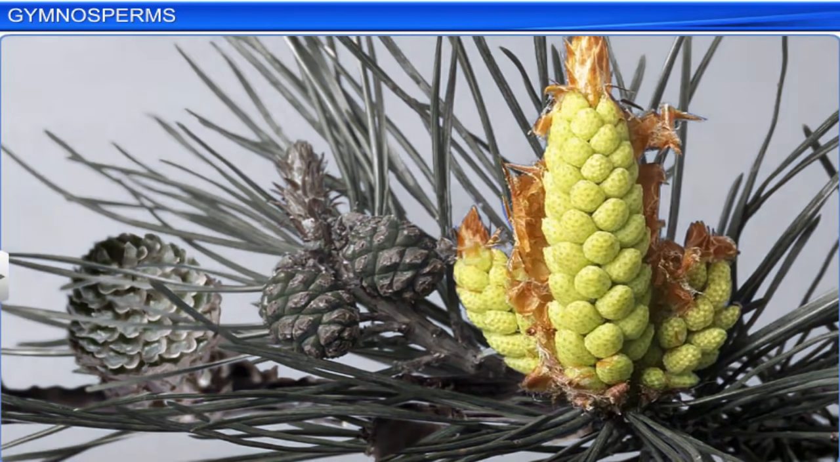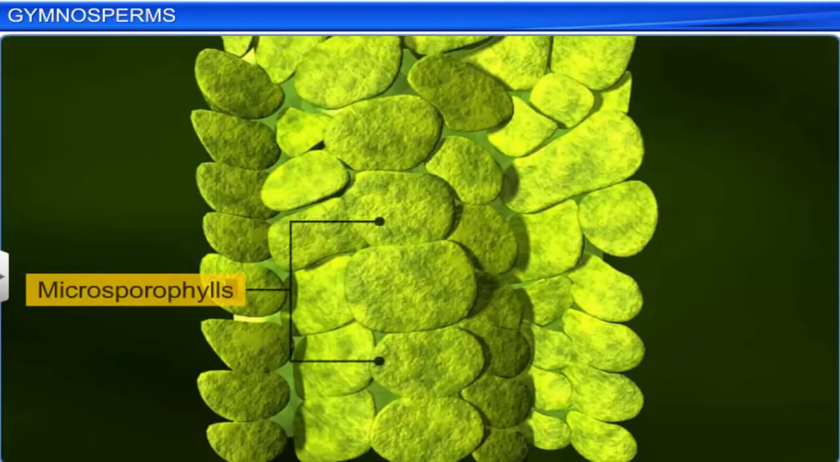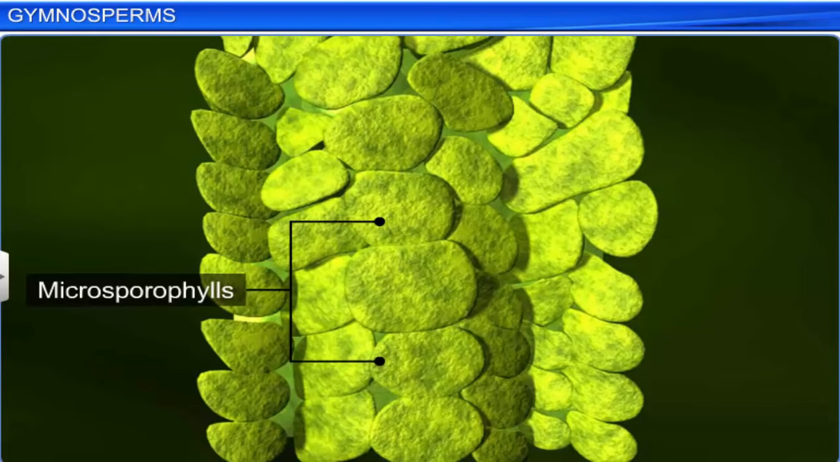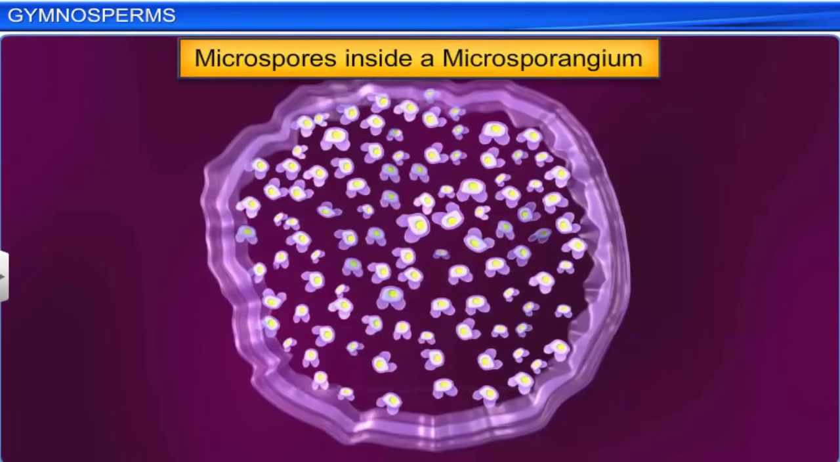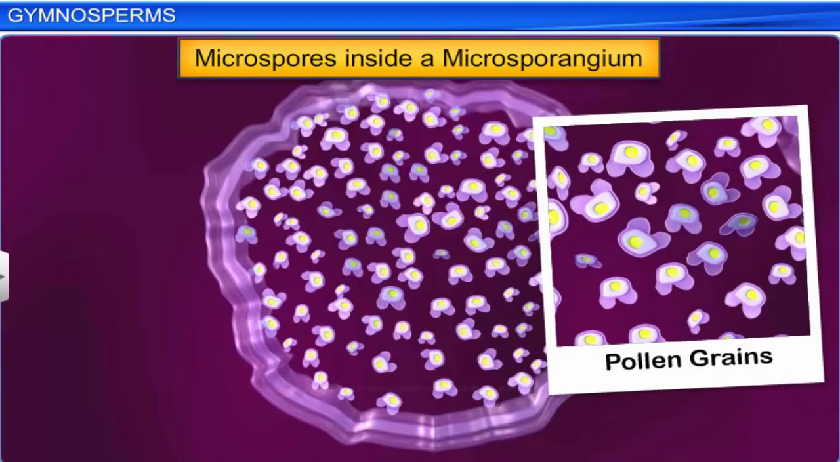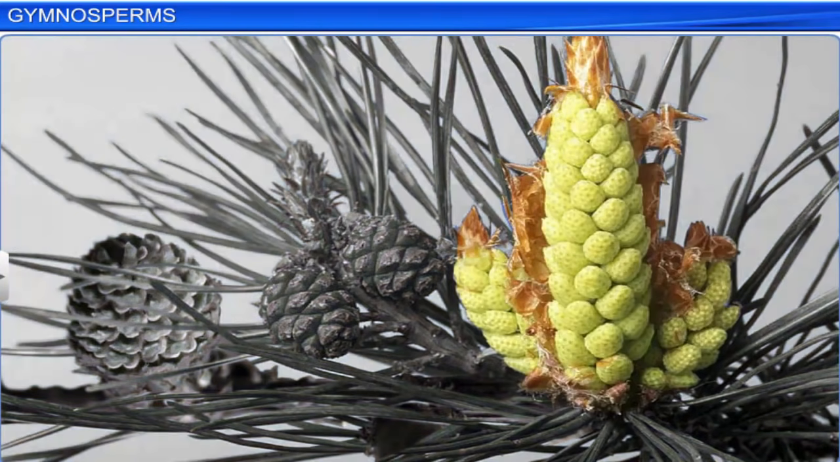The male strobilus has spirally arranged leaf-like structures called microsporophylls, which bear microsporangia, a structure that produces haploid microspores. A few microspores develop into male gametes called pollen grains, and the rest degenerate. Another name for male strobili is microsporangia.